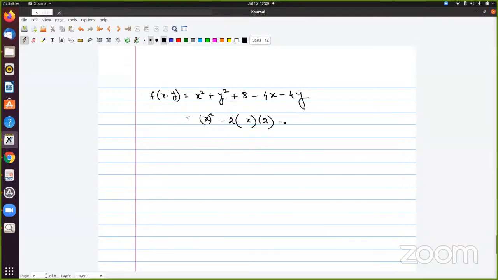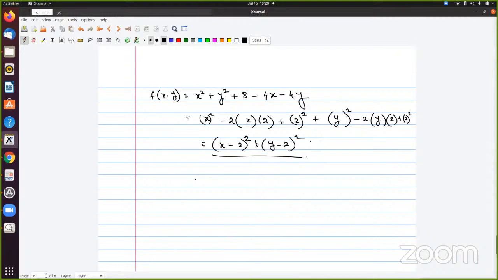It can be written as x minus 2 the whole square plus y minus 2 the whole square, right? So the minimum value of the function is 0, right? Now, can you tell me at which point this minimum value is attained? 2 comma 2. Correct. So this is your global minimum.